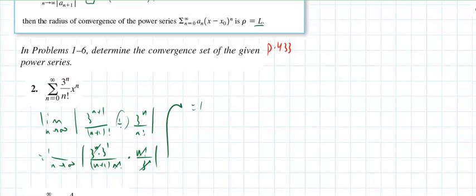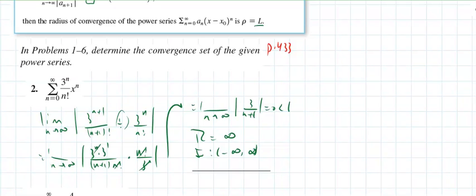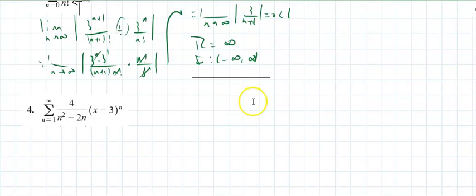And I'm left with the limit as n approaches infinity of 3 over n plus 1, that is 0, which is always less than 1. So therefore we say r equals infinity, and the interval of convergence is negative infinity to positive infinity. So this converges everywhere because the limit is always going to be 0. We know that exponentials and factorials dominate over anything.